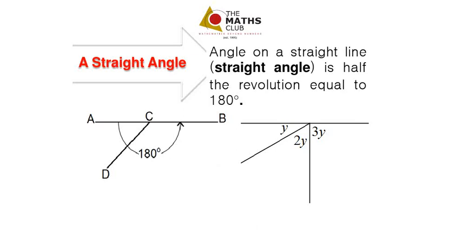Right, after revolution, we've got a straight angle, which is an angle on a straight line, and it is half of the revolution that we spoke about a little bit earlier. It's actually just half a circle. If you look at this, this is a semicircle, which is half a circle, and that angle is an angle on a straight line, and it's called a straight angle. So 180 degrees means it's a straight angle, or a straight angle means it is 180 degrees.